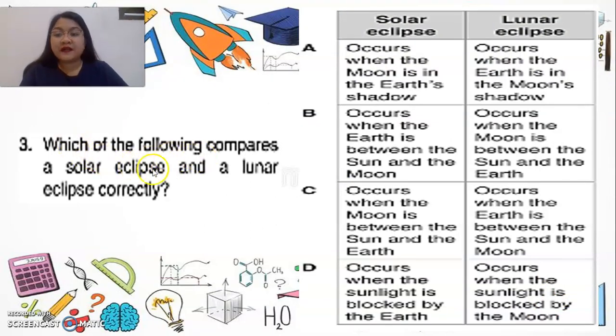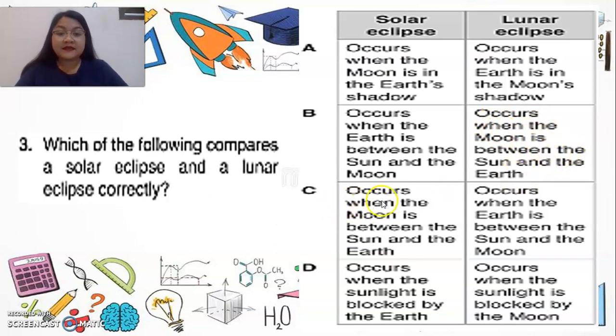Okay, next, number 3. Which of the following compares a solar eclipse and a lunar eclipse correctly? So what is the difference? Letter A. Solar eclipse occurs when the moon is in the earth's shadow. Lunar eclipse occurs when the earth is in the moon's shadow. Letter B. Solar eclipse occurs when the earth is between the sun and the moon. Lunar eclipse occurs when the moon is between the sun and the earth.